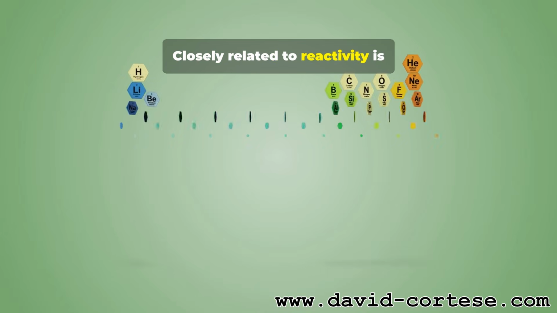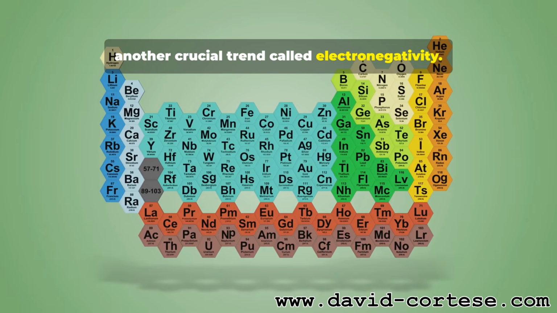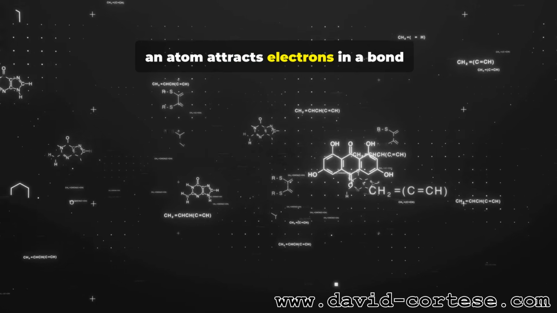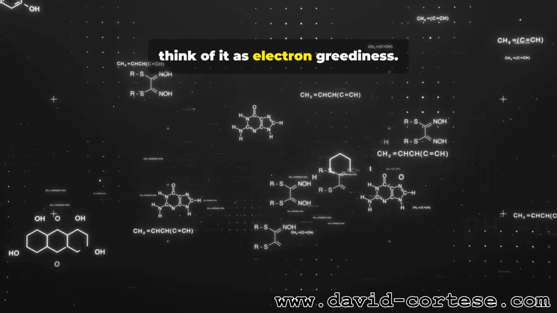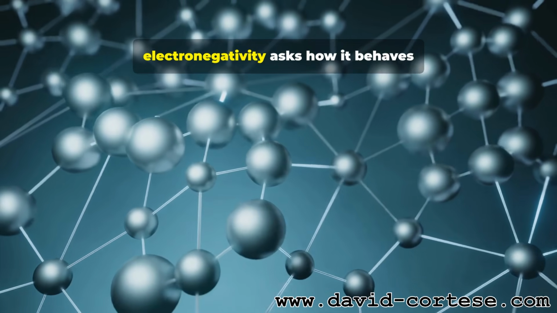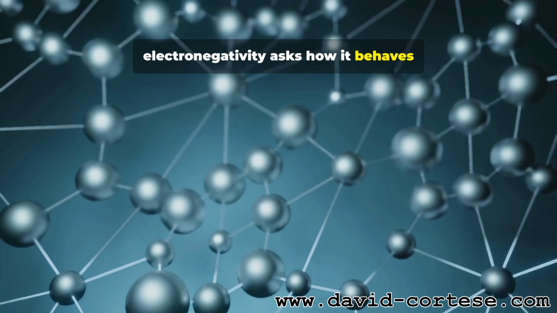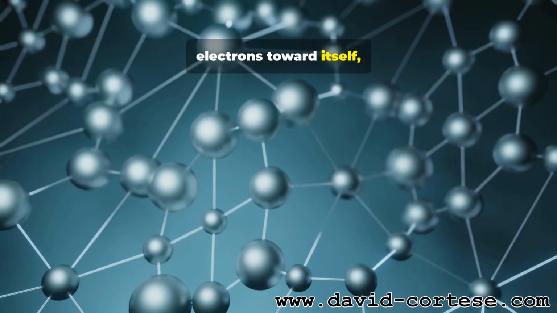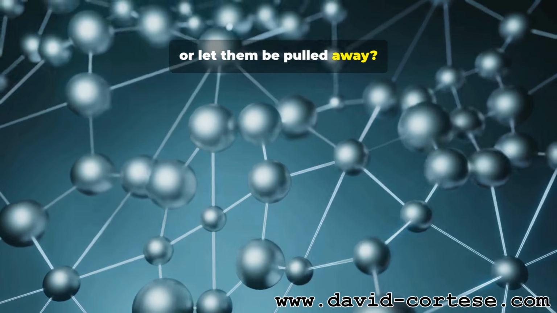Closely related to reactivity is another crucial trend called electronegativity. Electronegativity measures how strongly an atom attracts electrons in a bond. Think of it as electron greediness. While reactivity asks whether an atom will react, electronegativity asks how it behaves inside the bond. Does it pull shared electrons toward itself, or let them be pulled away?